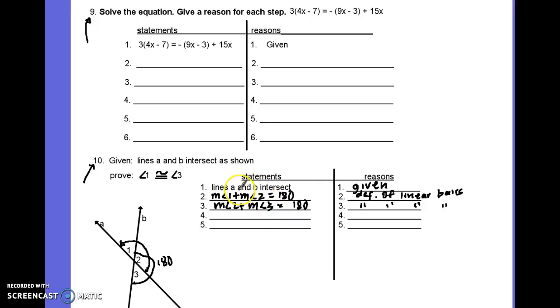Now listen carefully. Measure of angle 1 plus measure of angle 2 is 180. And 180 is the same as measure of angle 2 plus measure of angle 3. So we can say that the measure of angle 1 plus the measure of angle 2 is equal to the measure of angle 2 plus the measure of angle 3. The reason for that is transitive property.